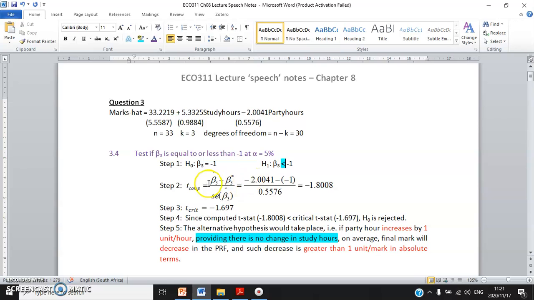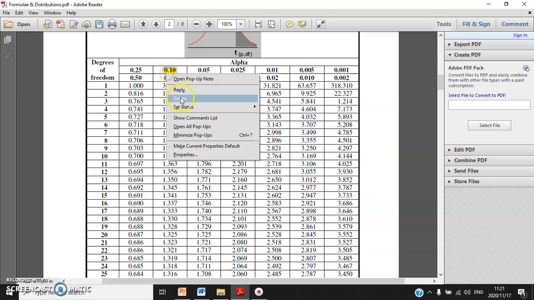Computed t-stat: B3 head, which is given, minus 2.0041, minus the hypothesized true B3 value. Remember, be careful with the substitution because now we substitute a negative value. So minus 2.0041 minus bracket minus 1, divided by the standard error of B3 head, 0.5576. Then we derive the computed t-stat as minus 1.8008. Critical t-stat, alpha is 5%.